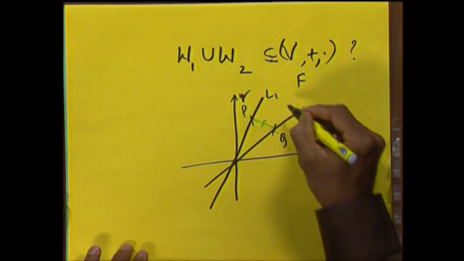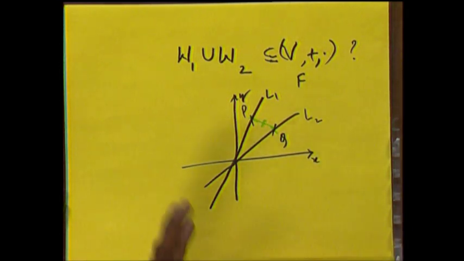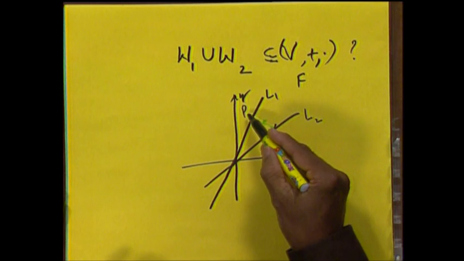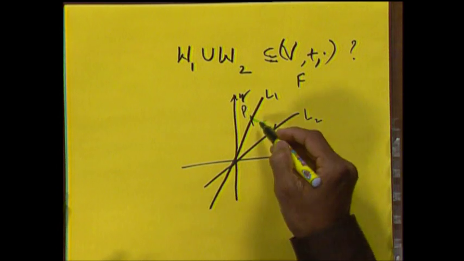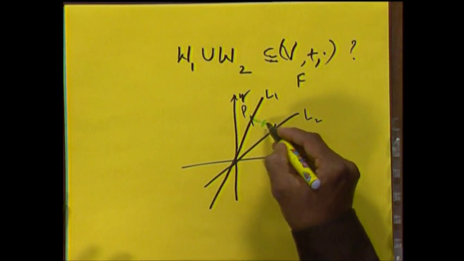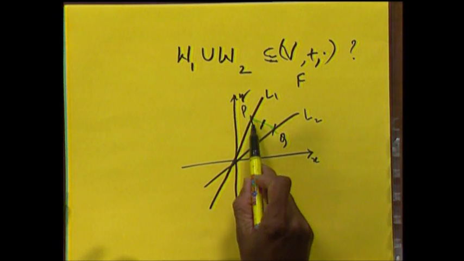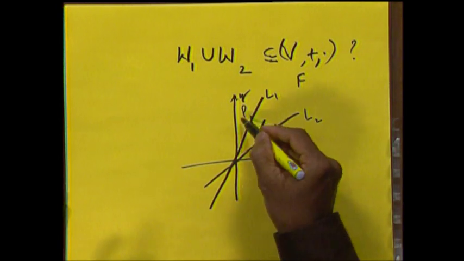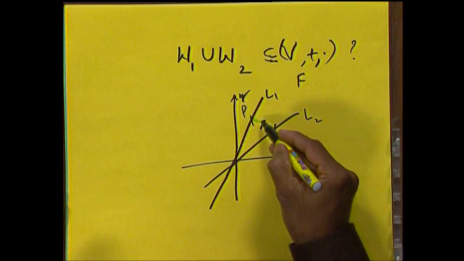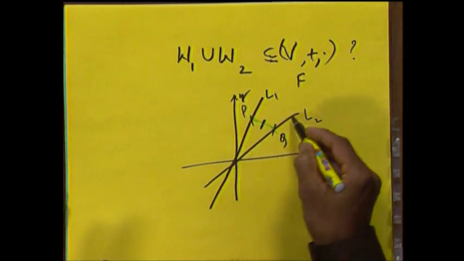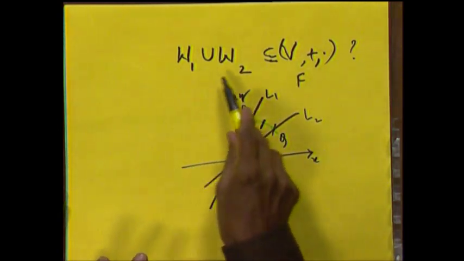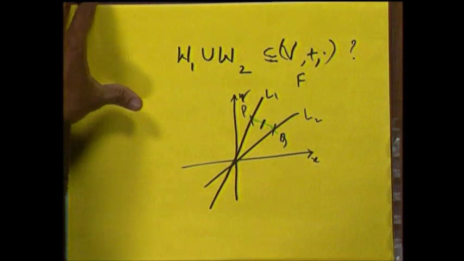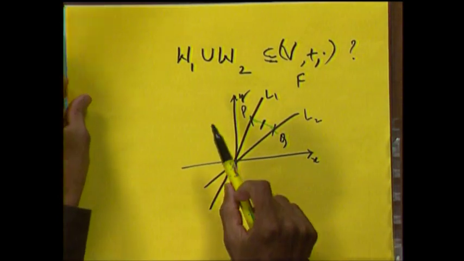this line L1, this line L2 are vector subspaces of R2, and I am collecting P from this vector subspace and point Q from this vector space, and their linear combination, if you take an intermediate point on the line segment joining PQ, that becomes a linear combination of P and Q, but that is not a part of W1 union W2, means W1 union W2 is not closed under vector addition, therefore it is not a vector subspace. Well, the question is, when does this union become a vector subspace?